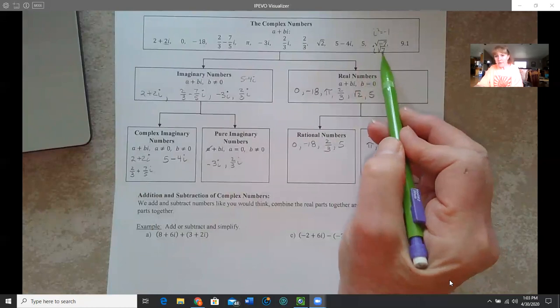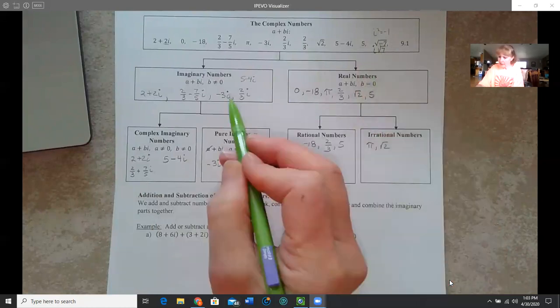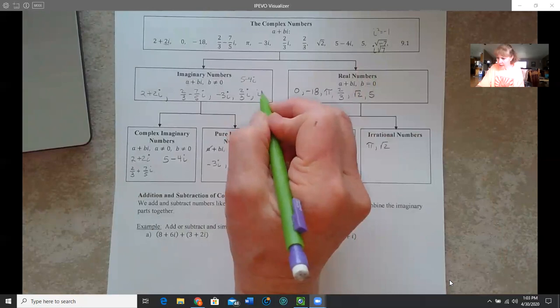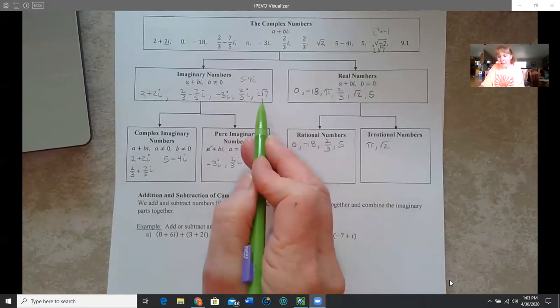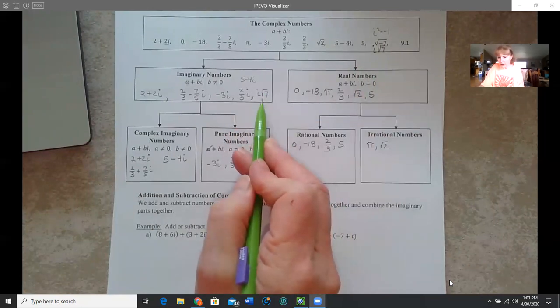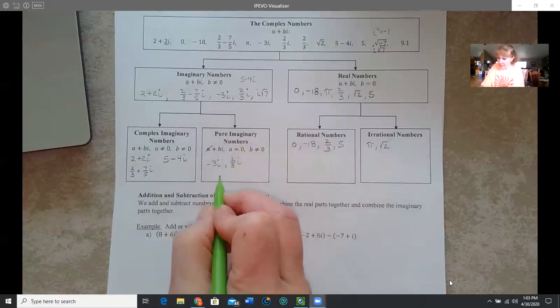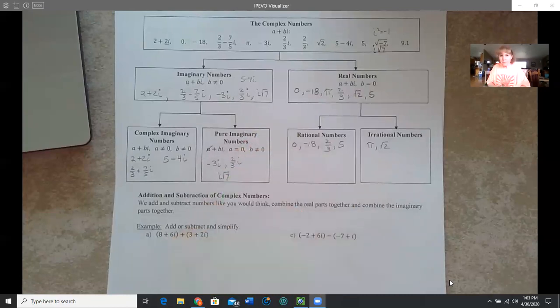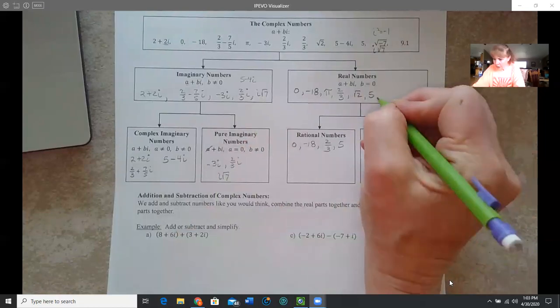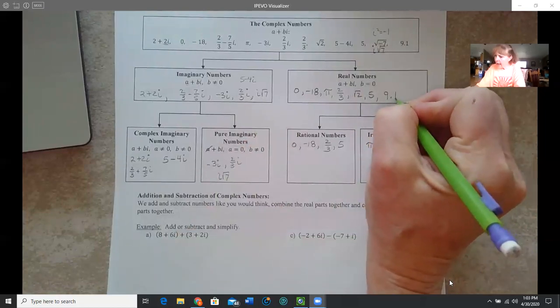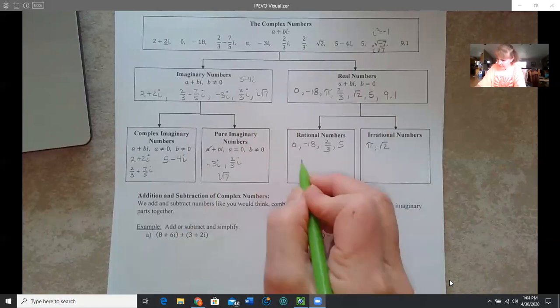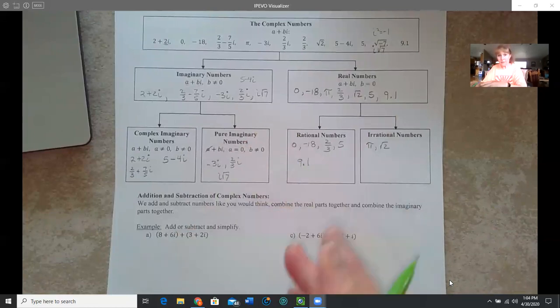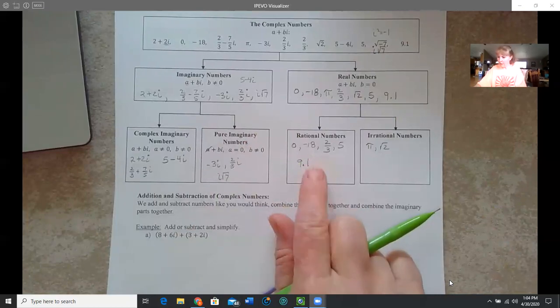So simplifying this, substituting in i squared here, the i comes out. i square root of 7 is imaginary. So it's going to come over here into this box. It does not have the real part to it, so it's a pure imaginary number. Okay. And 9.1, last one. 9.1, there's no i, so it's just a real number, and it's a rational number because it's a decimal that stops. Rationals would be stop or repeat, so it would go in this box.